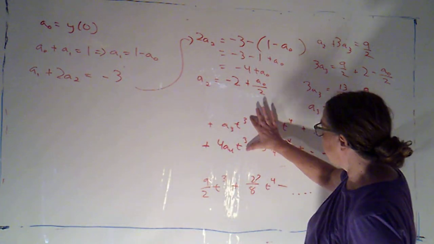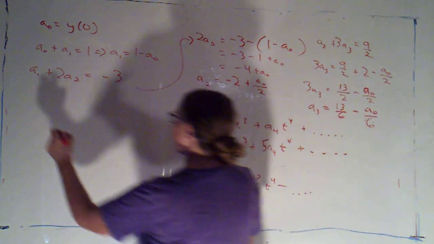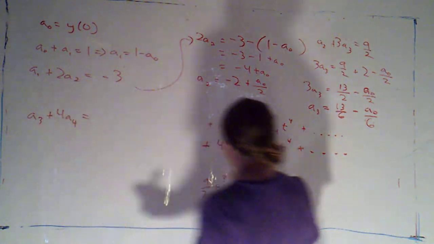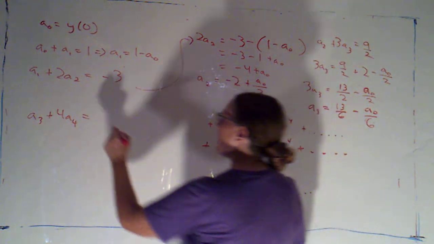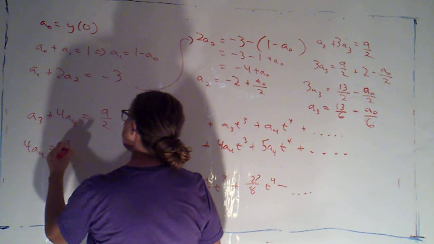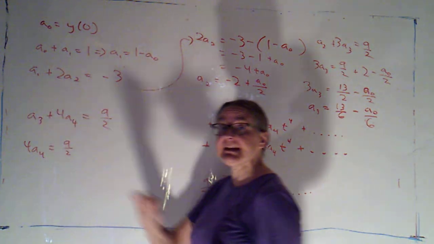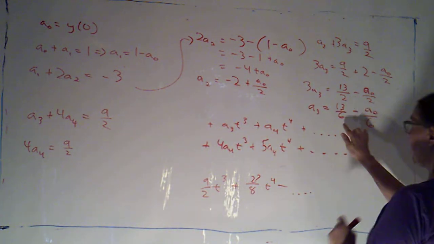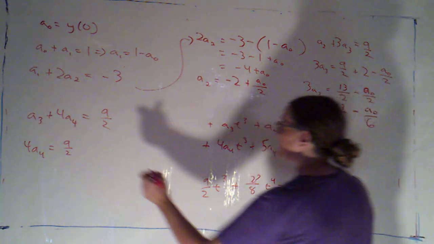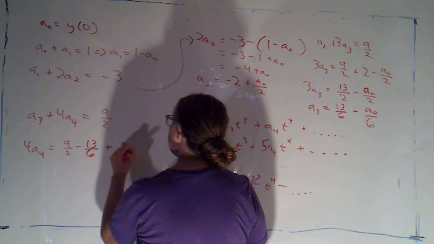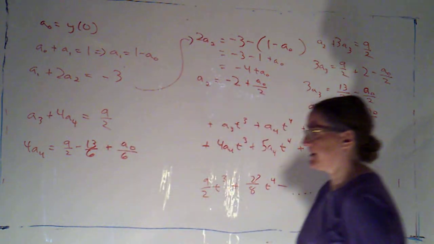But I can see, looking at the t cubes, on the left I have A3 plus 4A4, and that's got to equal my 9 halves. So 4A4 is going to be 9 halves minus A3. But when I subtract A3, I'm going to plug in what I have. So that's going to become minus 13/6 plus a naught over 6.